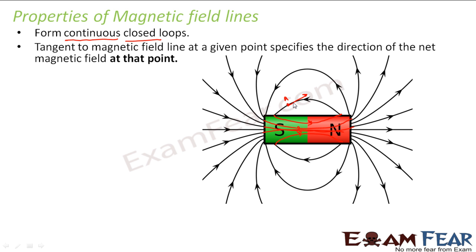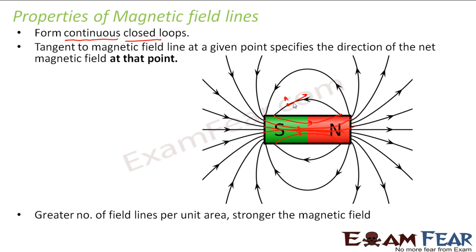So with the help of magnetic field lines, you can tell the direction of the net magnetic field at any point. Greater the number of field lines per unit area, stronger the magnetic field. So that means greater is the density.